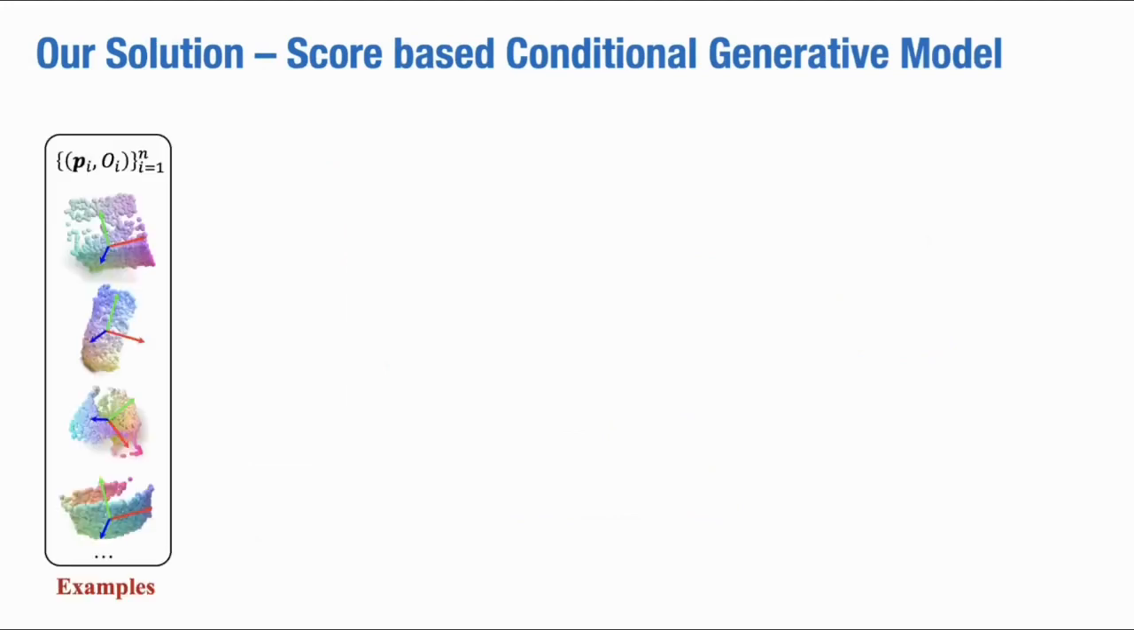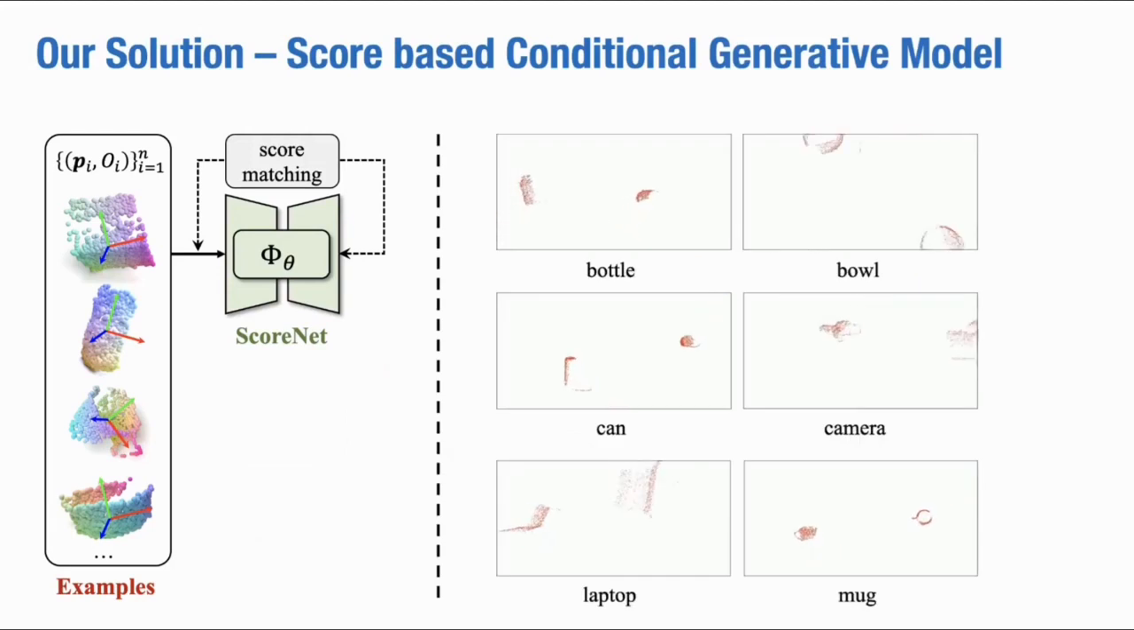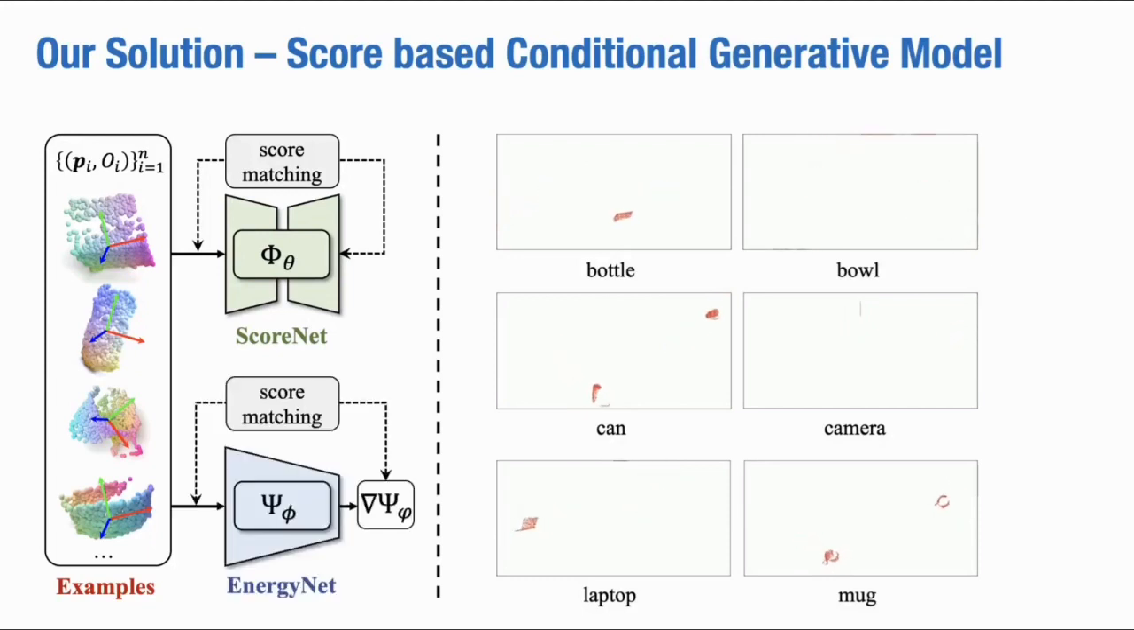To address this issue, we propose a generative approach that estimates the data distribution of the ground truth examples. Specifically, we train a score network to generate poses via a denoising process. However, the generated pose might be an outlier. Hence, we further train an energy network for filtering out the outliers according to the output energies.